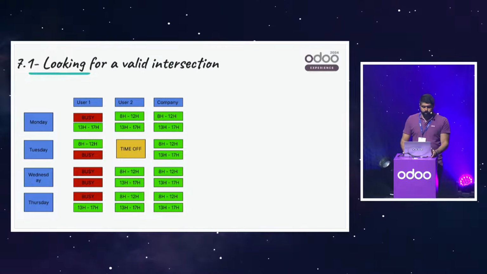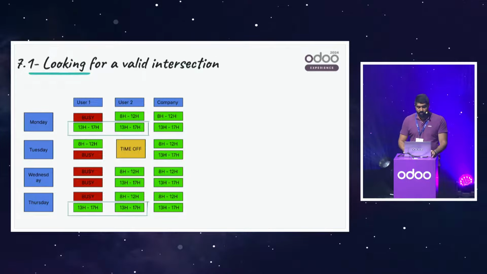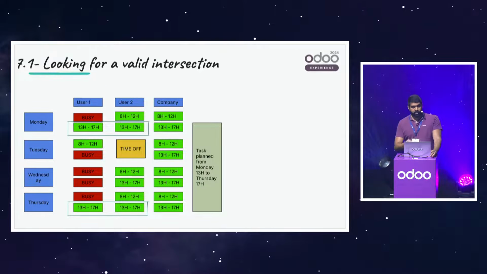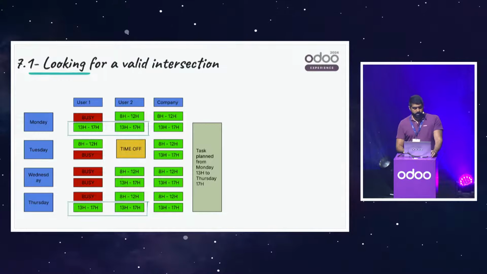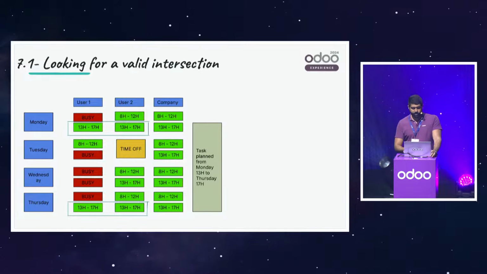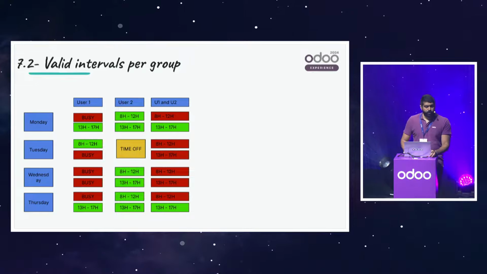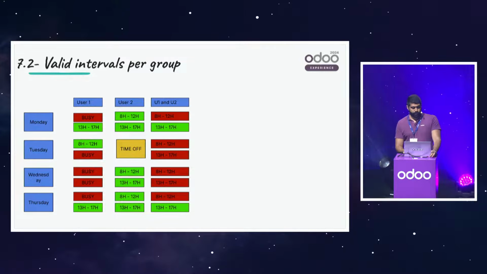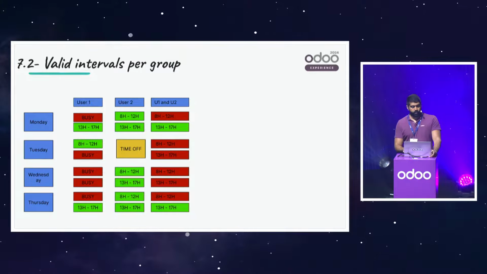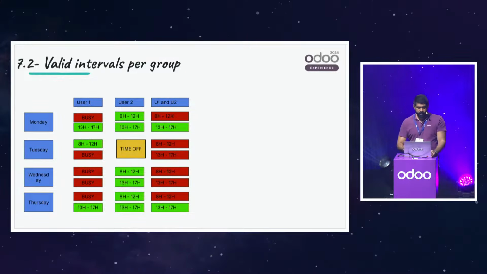At 18, you will see that we introduced something called valid intersection. So instead of just following the company calendar, we start to check intersections where both employees are free. So in this case, the task will be planned from Monday to Thursday, but with allocated hours equal 16, 8 for each one. That's why we introduced something called valid intervals per group. So at the beginning, when we pre-process and prepare our data to run the algorithm, we create an interval for both user 1 and user 2 with only their intersections.